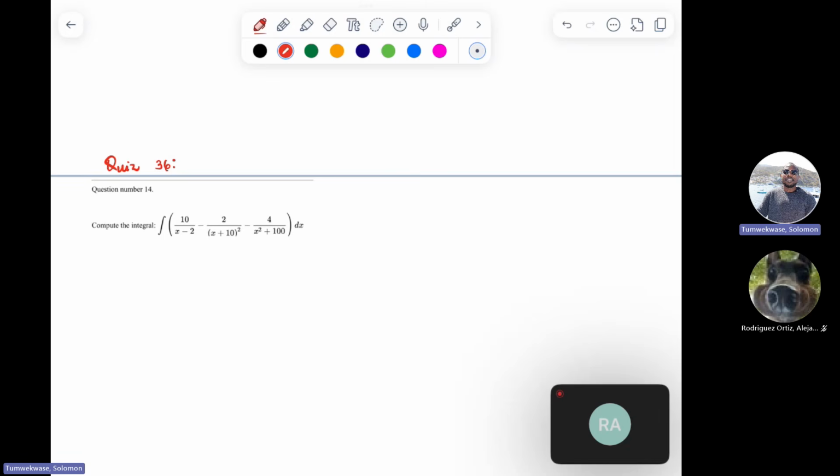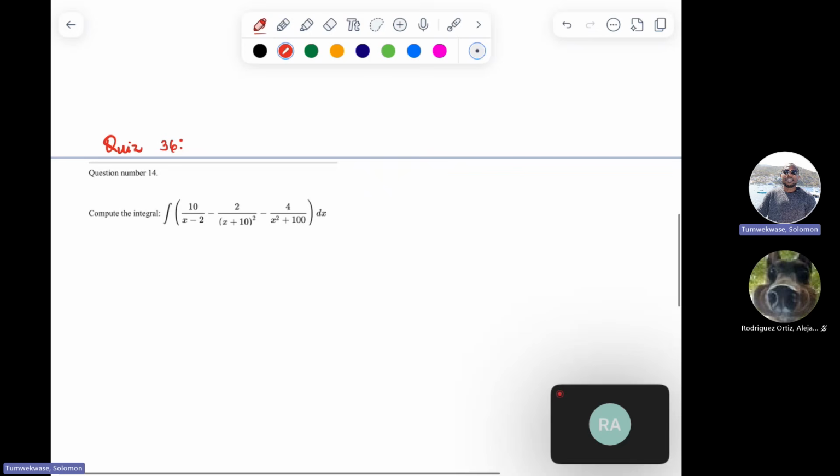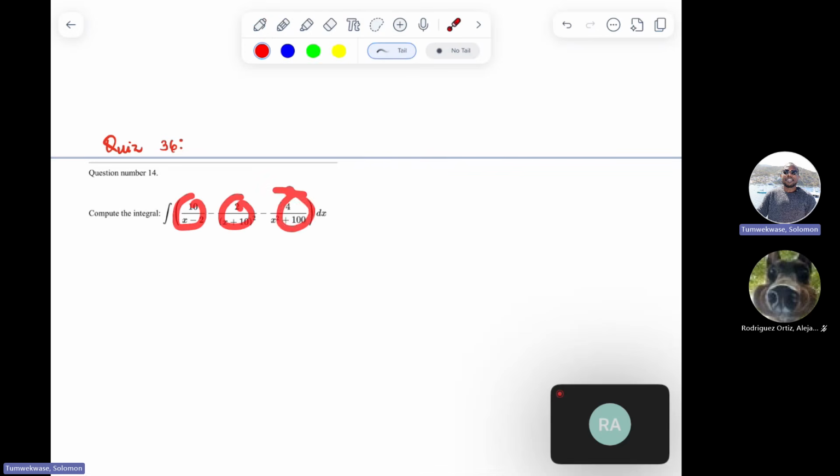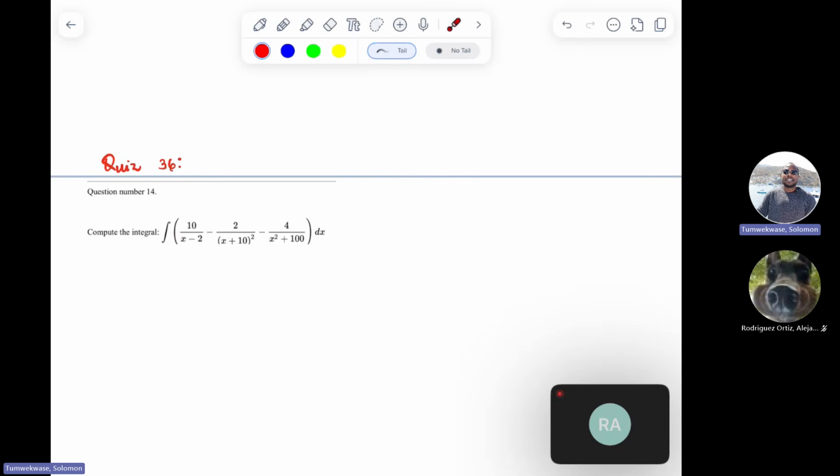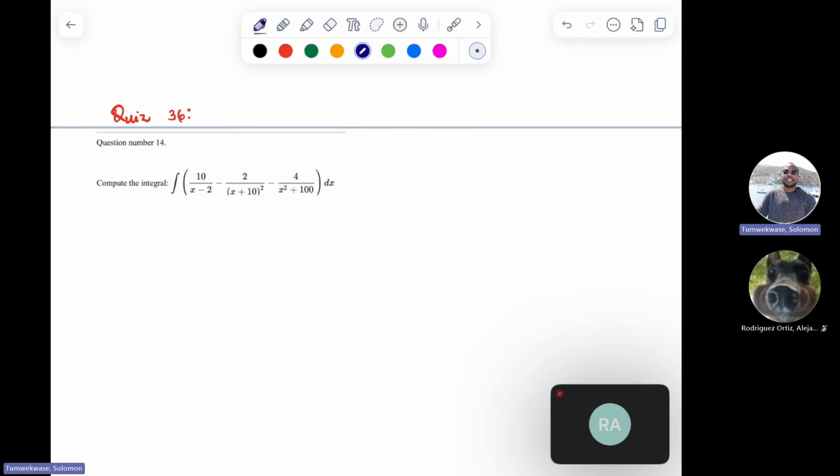Okay, so question 14. This is also an indefinite integral. And like I said in our last discussion, we can integrate these guys separately, or you can integrate them at a go. Yeah, but usually when you separate these integrals, then life becomes a little easy. Okay. So I'm gonna separate these integrals.